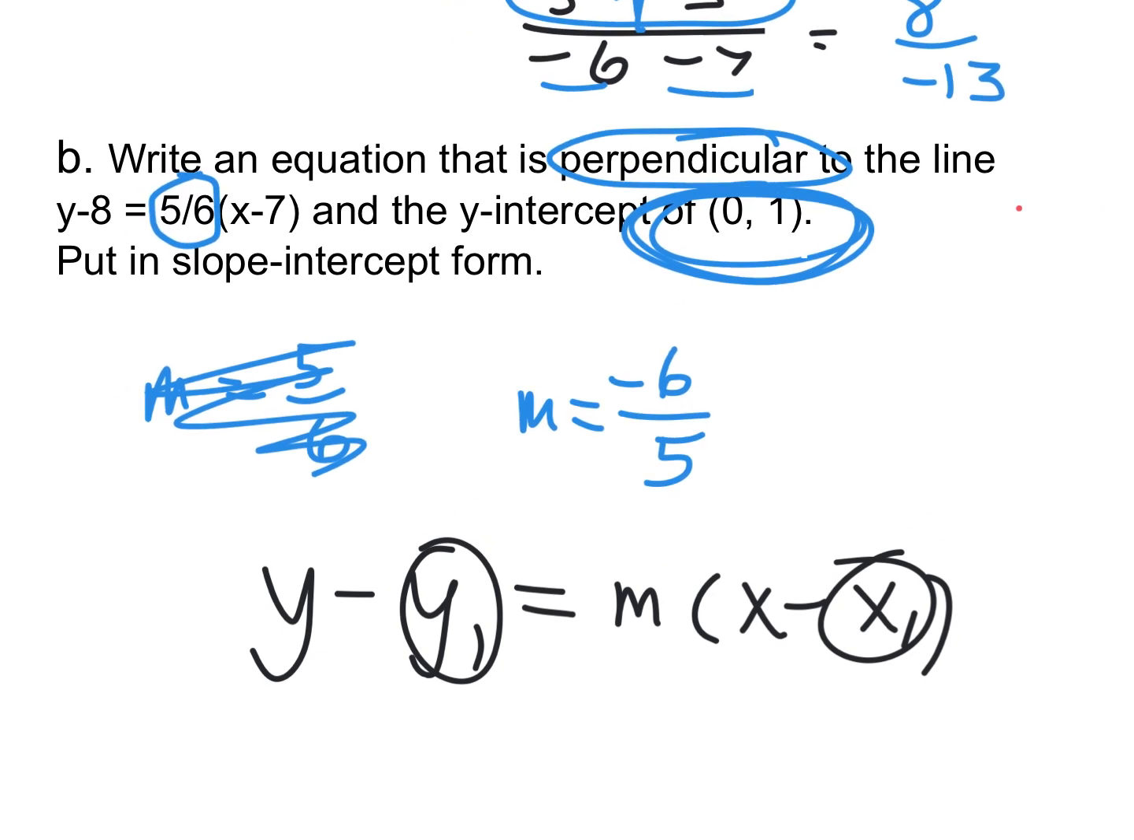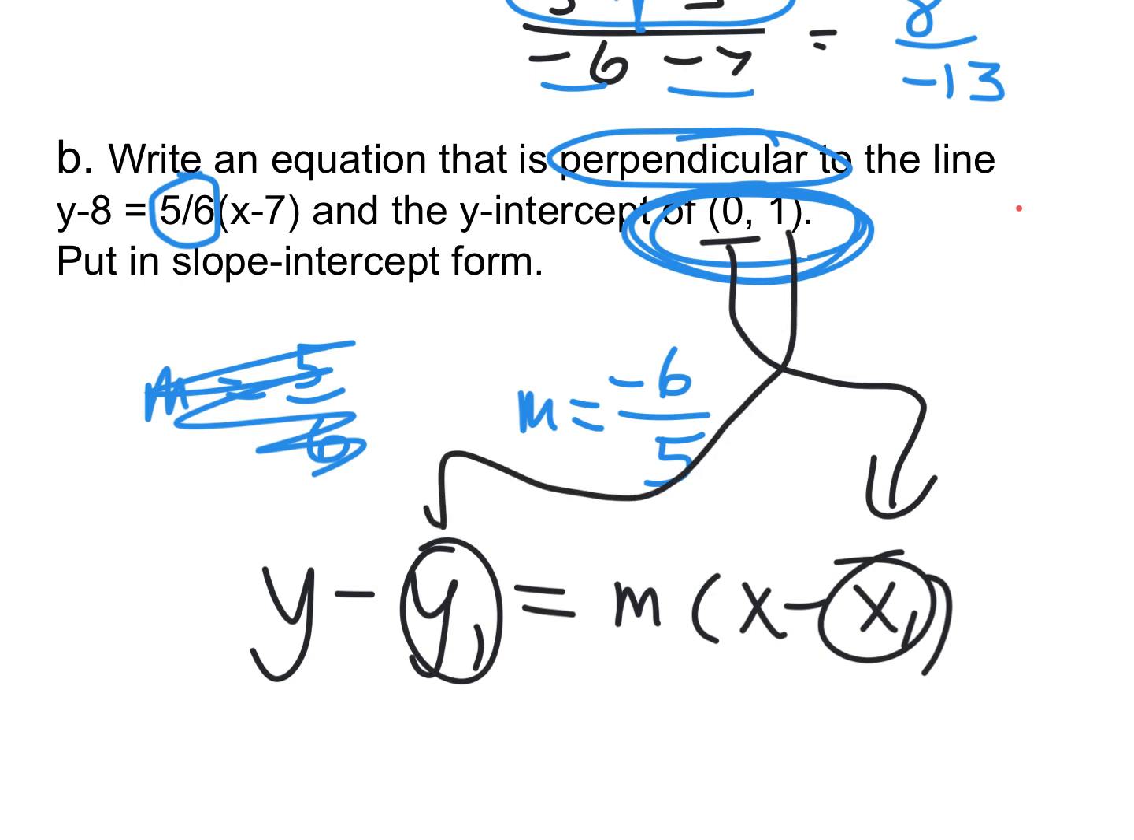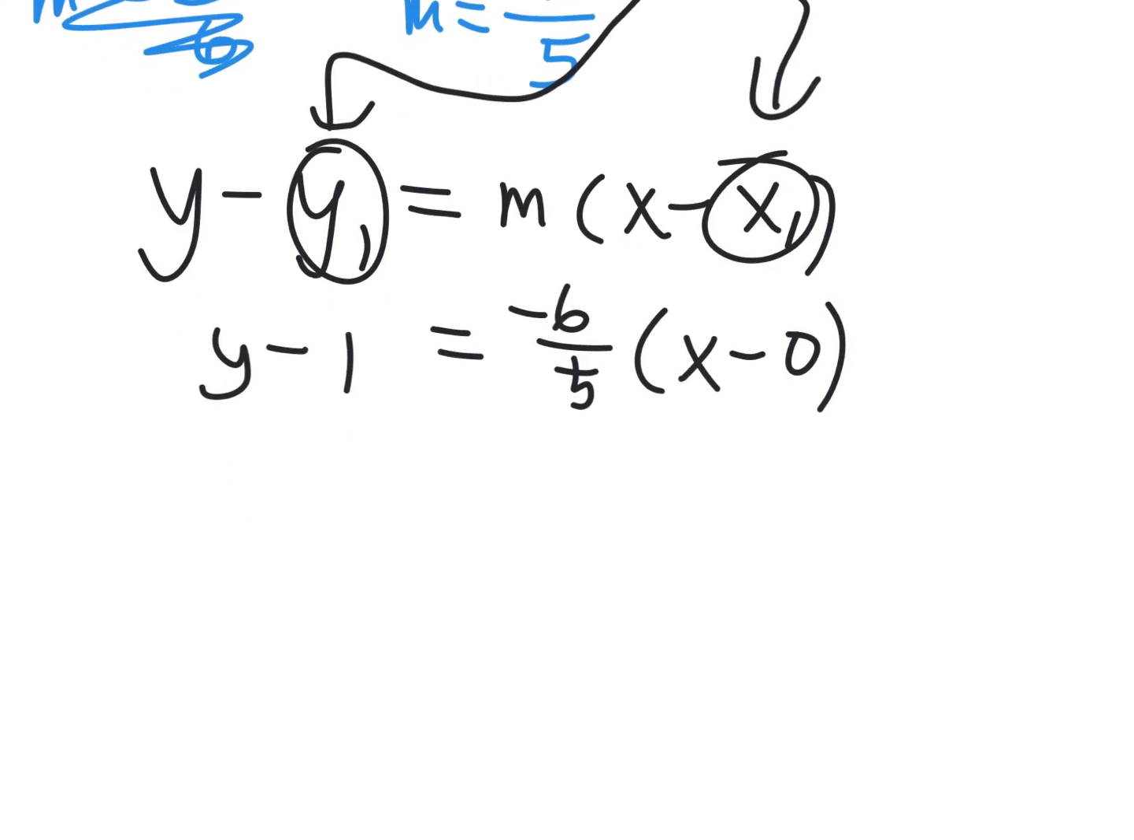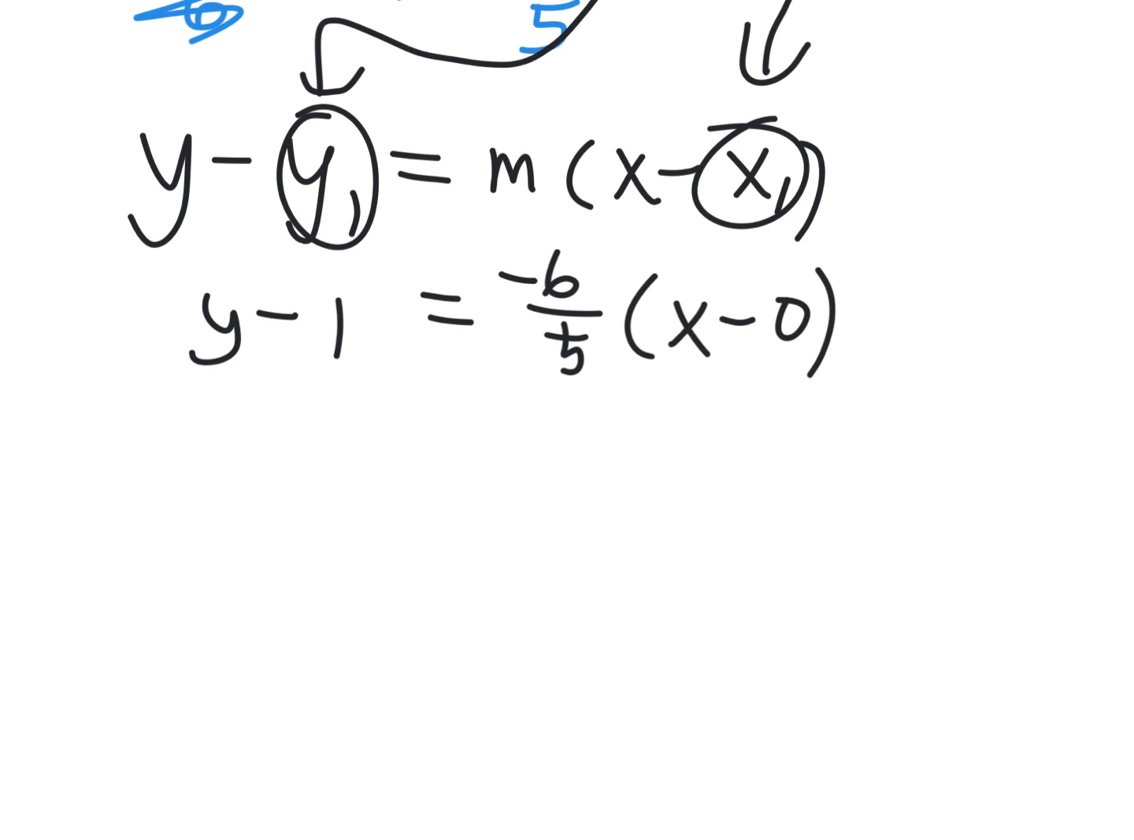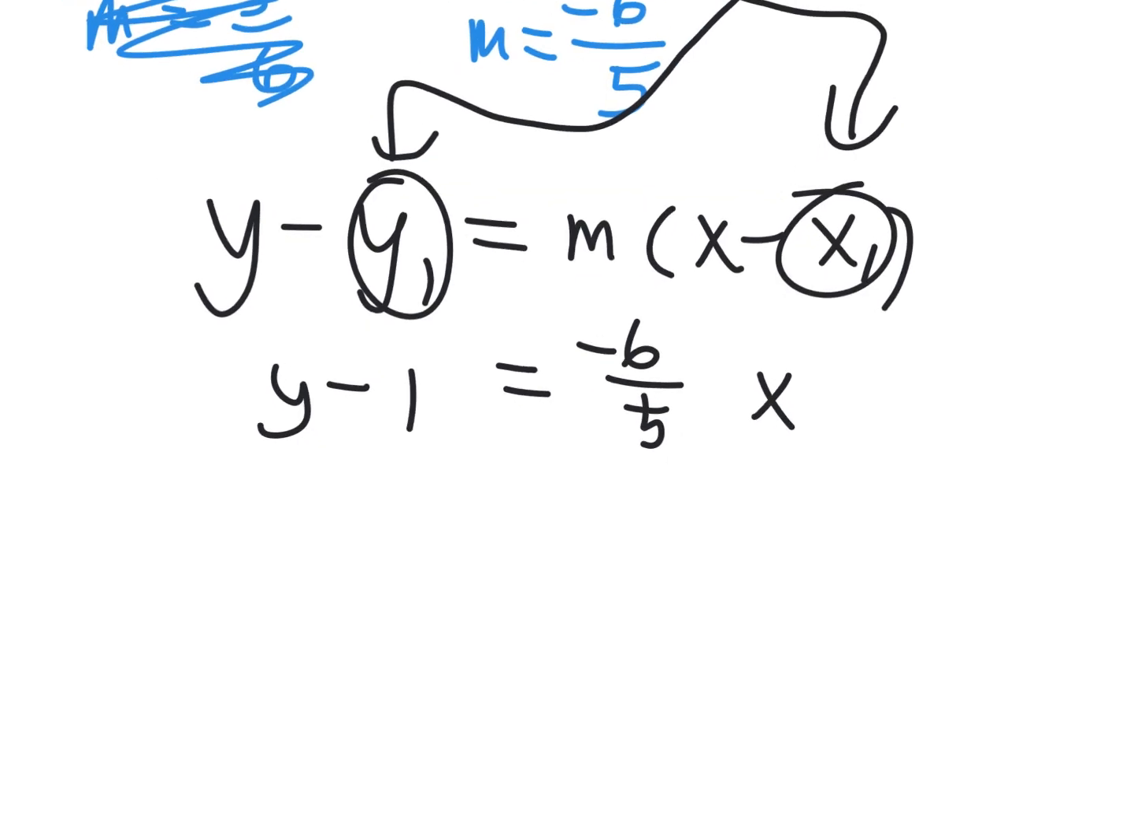It's so tempting to put it in the first spot because it's the first number, but you don't. It goes there because it's the x. And this is the y. So I go y minus 1 equals negative 6/5 x minus 0. Now, some smart kid is going to say, I just wanted to put it in that other form. And so I replaced x minus 0 with just an x. And I would say, you're right, x minus 0 is just x. So if you left it this way, that's cool.